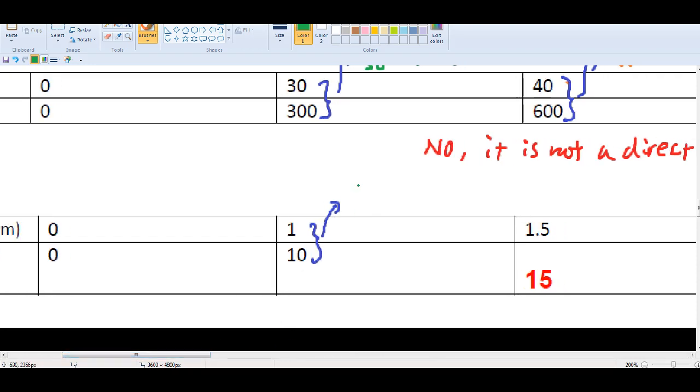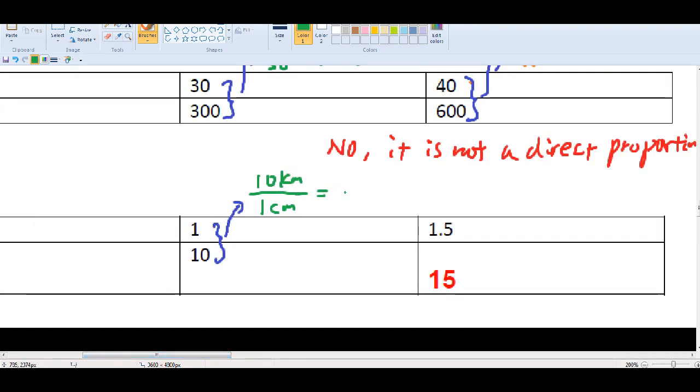Normally for a map you can compare like 10 km to 1 cm. If you want to convert units, that's up to you, but in this case I don't want to complicate things too much, so I just write 10 km to 1 cm. That will do it, right? I'm not going to simplify it because this is not the purpose of this exercise. Now I'm going to do another comparison. This time 15 km over 1 cm.